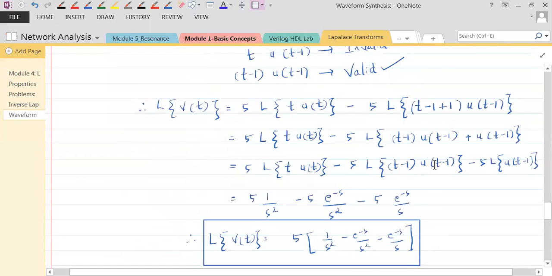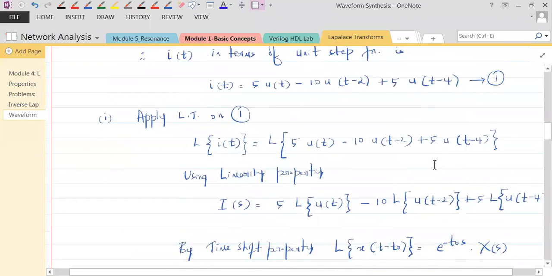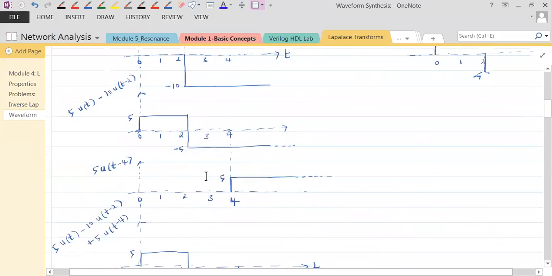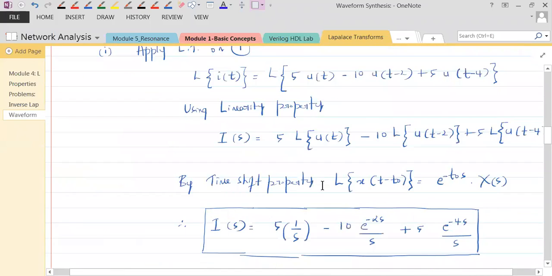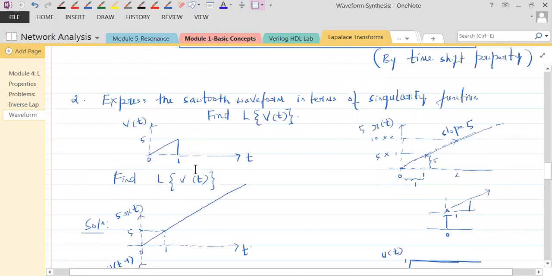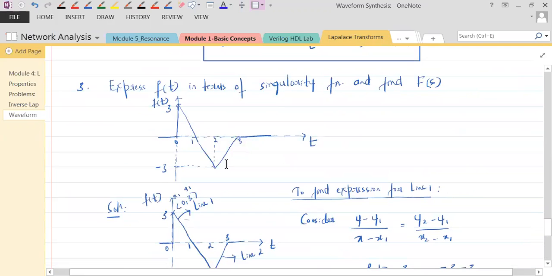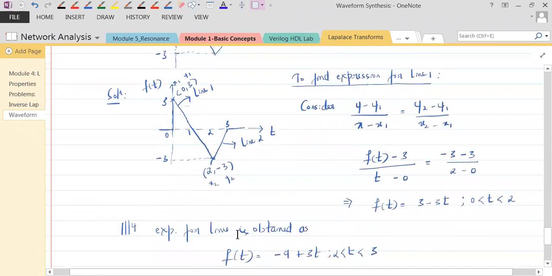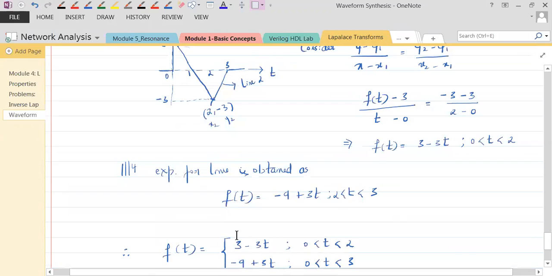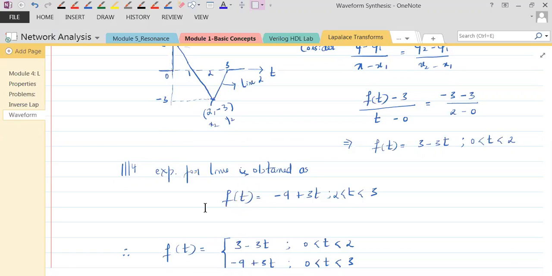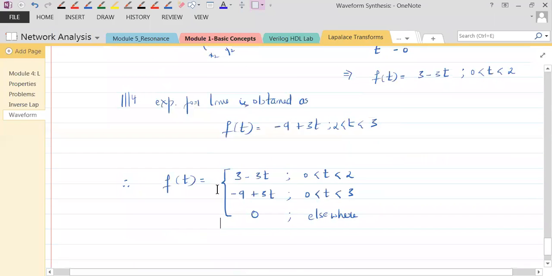Okay, so see here I have taken 3 problems. In the first problem the signal was expressed in terms of the unit step function. In the second problem the given function was expressed in terms of the ramp and the unit step function. In the third problem the function is expressed in terms of lines. So you should understand which is the basic signal hidden in the given waveform. Get that point? Now we have to first bring it to the proper form so that we can apply the Laplace transform.